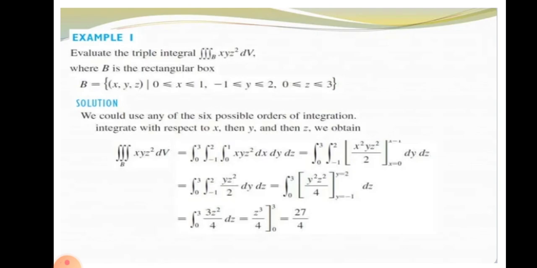Evaluate the triple integral of xyz squared dV over B, where B is the rectangular box. We have this rectangular box. This is the representation of the limits to be considered in integrating the triple integral. For x we have 0 to 1, for y we have negative 1 to 2, for z we have 0 to 3.